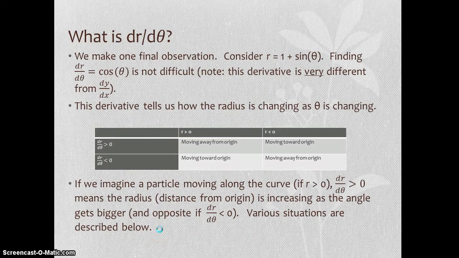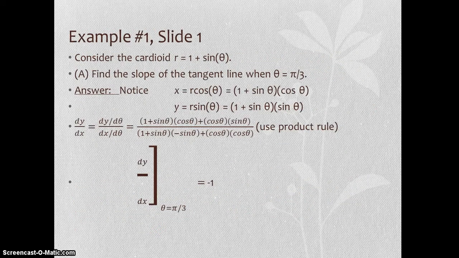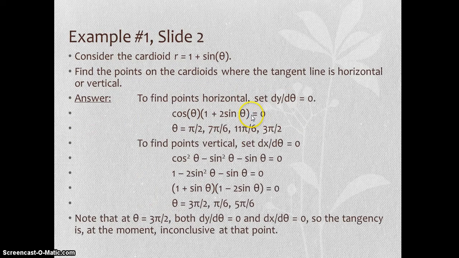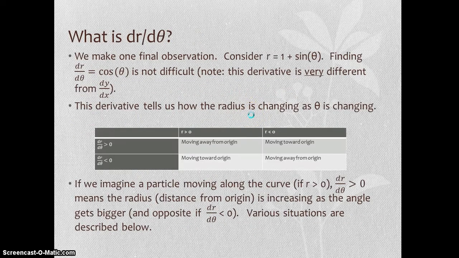So one final thing, dr d theta, what does that have to do with anything? Consider the equation r is equal to 1 plus sine of theta. Finding dr d theta, which is cosine of theta, is not very difficult. Notice this is very different from finding dy dx, where we had that very complicated formula, where dy dx is all of this quotient here.